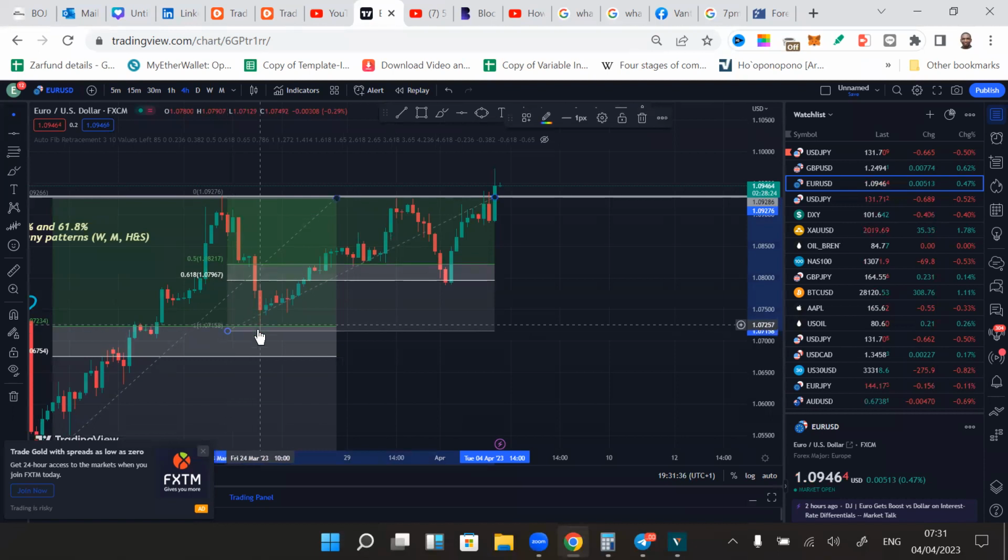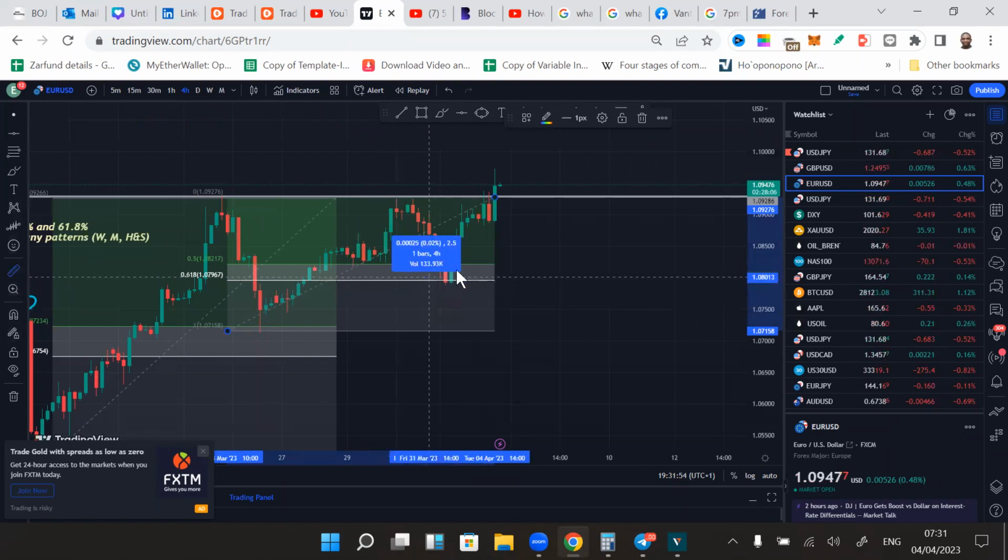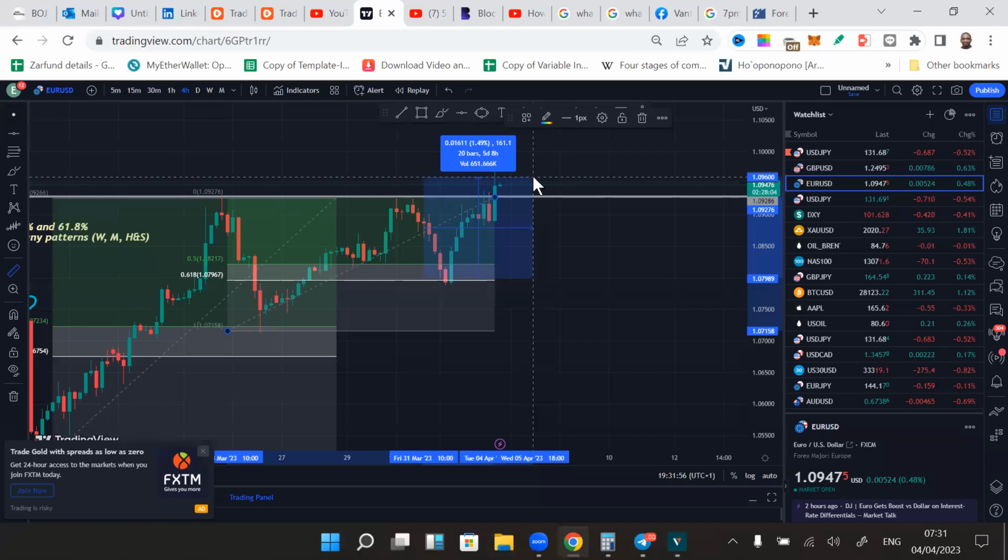Make sure you pick the bottoms. It went to the 50, it didn't stop at the 50. The first one we did stopped at 50 and reversed. This one did not stop at 50, came to the 61.8. Once it hit the 61.8, it bought. It bought from there, and look, the buy from the 61.8 is 160 pips currently.